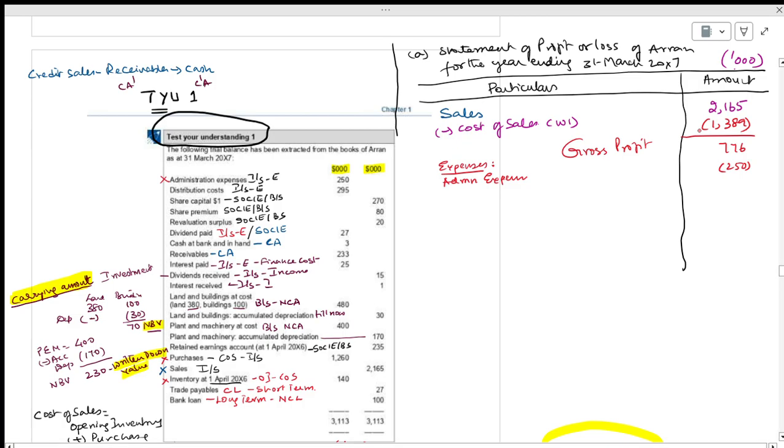Is it? Next, distribution expenses also, you see, we have written in the income statement expenses. Cross it. Is it right? Cross it. How much is there? Distribution expenses, 295.